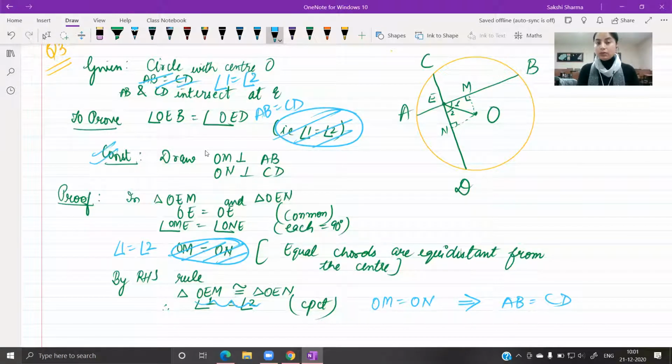Construction will be the same. You will need these perpendiculars, and with their help the chords will be proved equal. If you can prove that the perpendiculars from the center to the chords are equal, the chords will also be equal. So that's what you will do in that example. And the congruence will be with the help of the AAS rule. Just do that. I think you will be able to do it now.